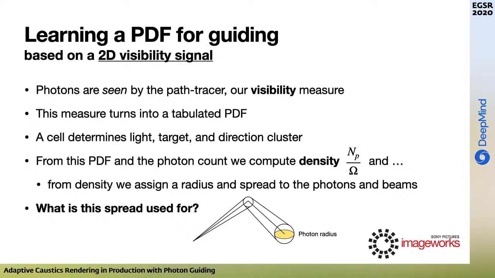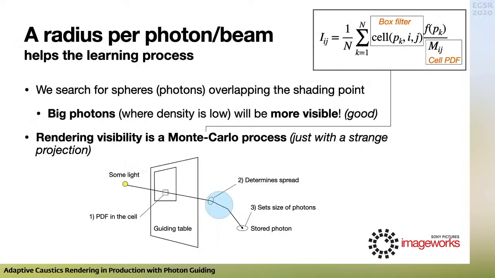This is the merging radius, and it's very important for our learning process, because on a usual photon map, on a usual photon system, what you do is you search for photons which are just plain points on a radius, and with that you make an estimation. But our photons are spheres, so what we do is we search for all the spheres that overlap the shading point.